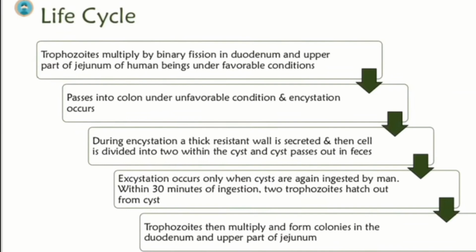During encystation, a thick resistant wall is secreted and the cell is divided into two within the cyst, and cyst passes out in feces, and this is the diagnostic thing that we identify. Excystation occurs only when cysts are again ingested by man, and within 30 minutes of ingestion, 2 trophozoites hatch out from cyst and start their invasion process. Trophozoites then multiply and form colonies in the duodenum and upper part of jejunum.